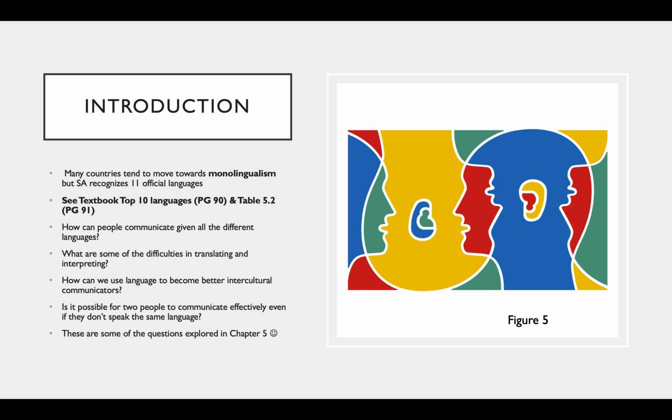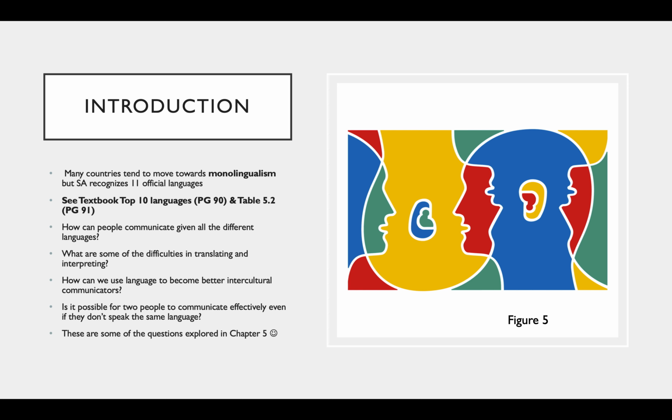Many countries, even though they have a lot of languages, especially us with 11 official languages, are going to go towards monolingualism, which is that they'll speak one language. If you look on page 90, we have the top 10 languages, which are Chinese Mandarin, English, Spanish, Hindi, Urdu, Russian, Arabic, Portuguese, Bengali, French, and Malay Indonesian. And then on page 91, in table 5.2, the most influential languages in the world, which are English, French, Spanish, Arabic, Mandarin, Russian, Portuguese, German, Japanese, and Hindi.